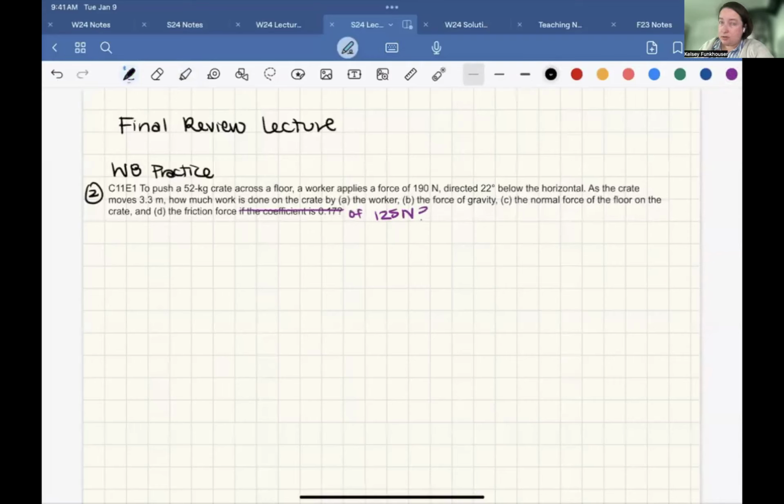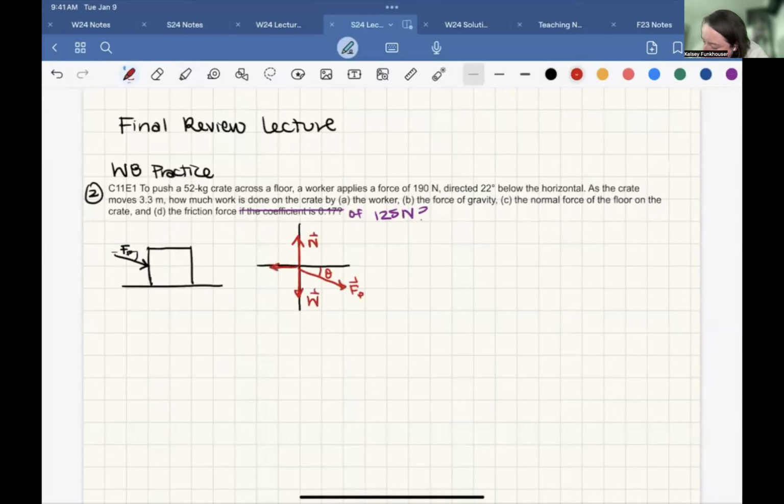So let's start with just a drawing. Also, I added part D. It wasn't in the homework or the practice, just because I wanted to include friction. So here's our pushing force. It's kind of pointed down, but we'll draw our free body diagram so that we can see the forces better. Here's that pushing force from the worker, here's the angle theta, and then we have our normal force going up, our weight force going down, and that kinetic friction force going opposite the direction of motion.